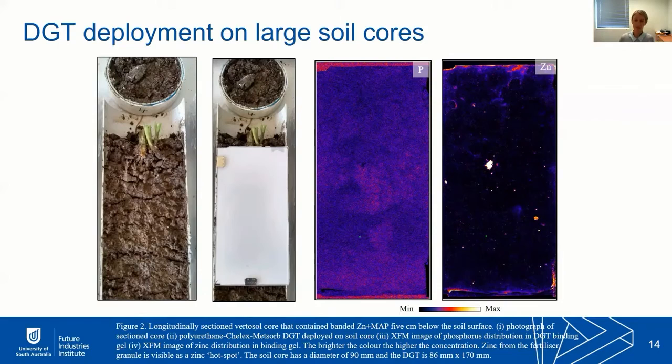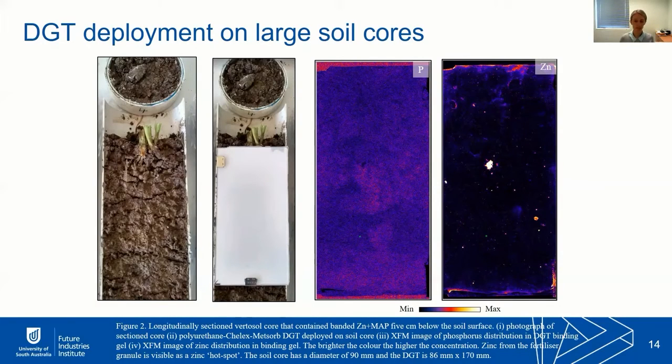In the far right picture, that shows the distribution of potentially available zinc. You can see this bright spot in the middle, and that corresponds to higher concentrations of zinc in the DGT, and actually corresponds to a location near where the fertiliser granule band was placed.